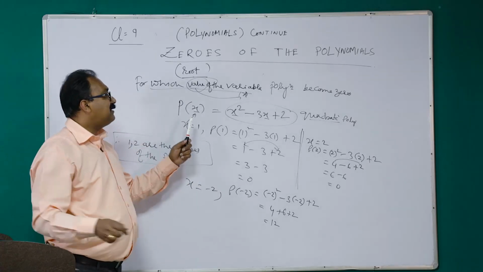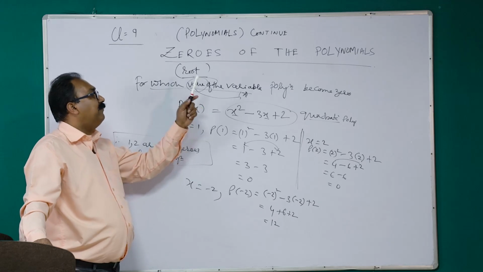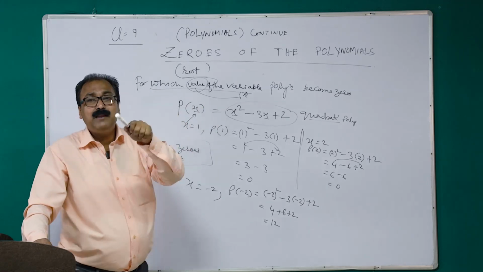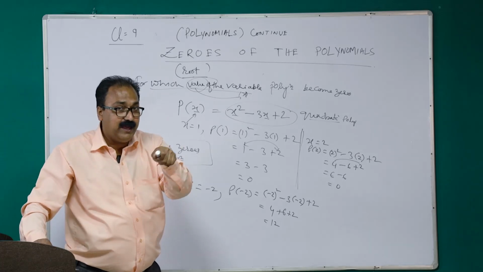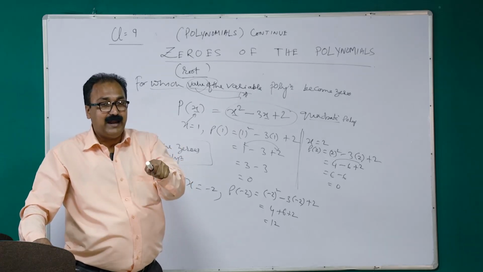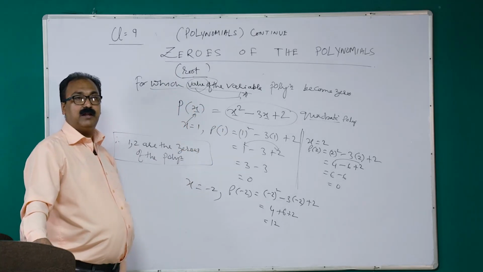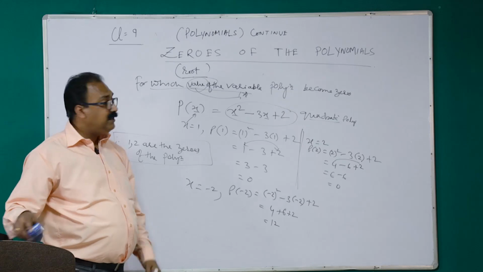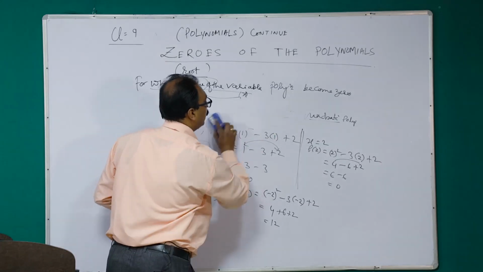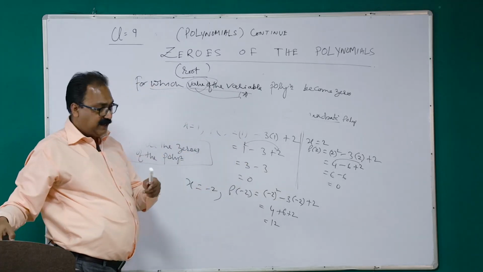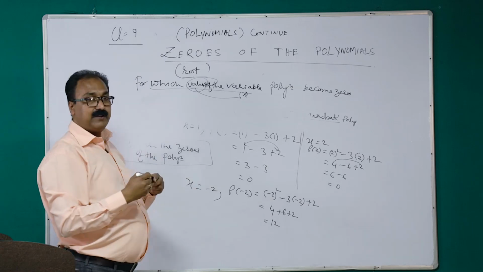Okay? So what is the zero of the polynomial you learned? For which value of the variable the polynomial becomes 0, that value of x or y, whatever the variable is, is called the zero of the polynomial. Understand? I'll give you one linear polynomial also. Some definitions are given here, you can see them also. Okay?